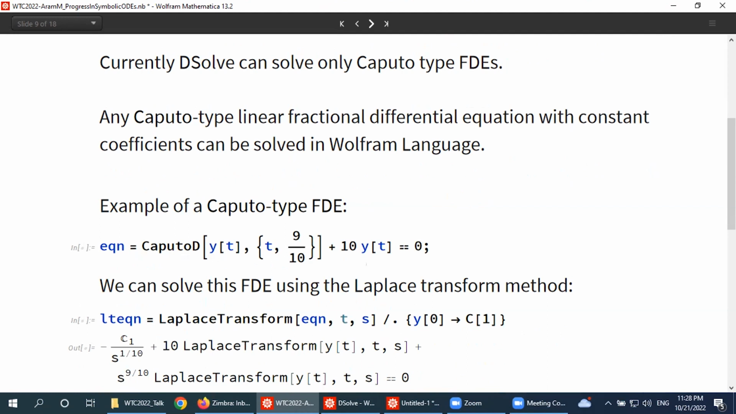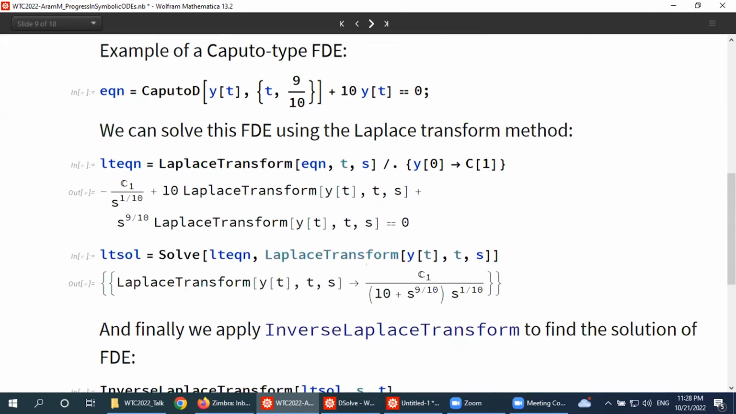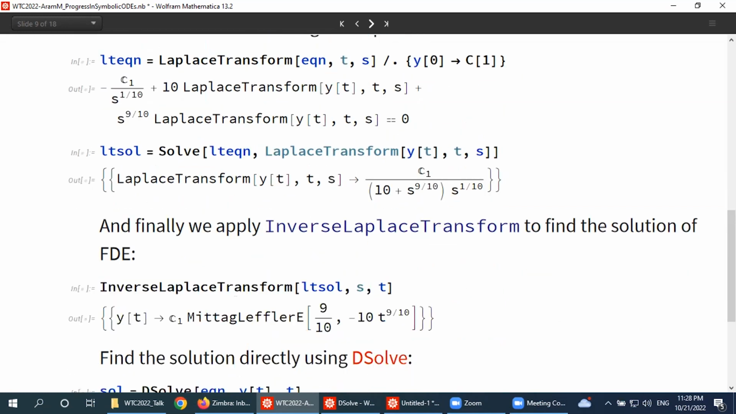be easily solved. As a result, we will get an expression for Laplace transform of the unknown function y of t. And next, as a next step, we can use inverse Laplace transform to find the solution of the fractional differential equation. And as you can see, the solution is a Mittag-Leffler E function.